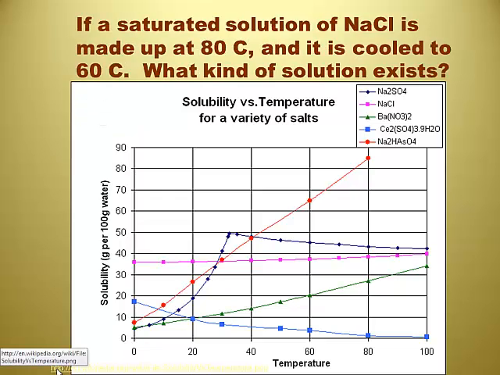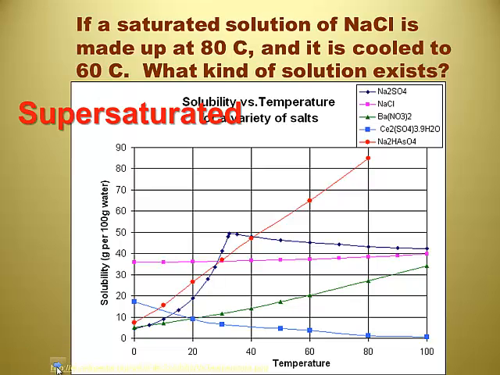If a saturated solution of sodium chloride is made up at 80 degrees Celsius and it is cooled to 60 degrees Celsius, what kind of solution exists? If you made a saturated solution at 80 and cooled to 60, isn't that going to be supersaturated? Yes, as long as you cooled it at a reasonable rate, and it doesn't say that you cooled it quickly. Don't tap it, don't throw another crystal in. Supersaturated, that's the definition of supersaturated. If I tap it or throw another crystal in, it's no longer supersaturated. Everything comes out.